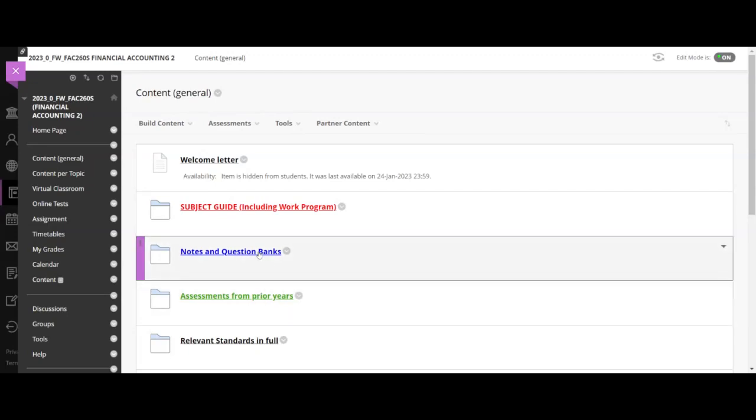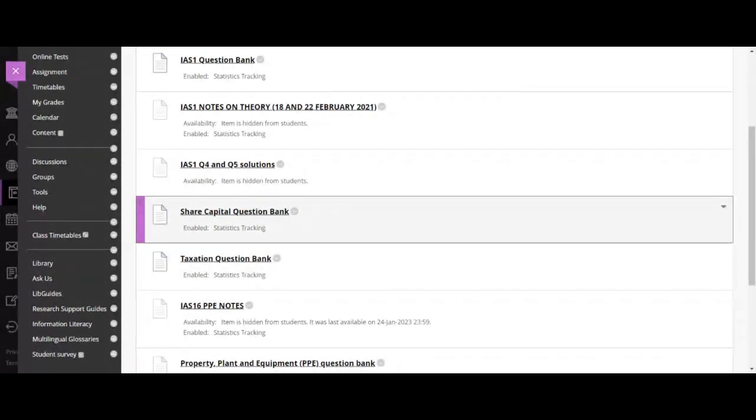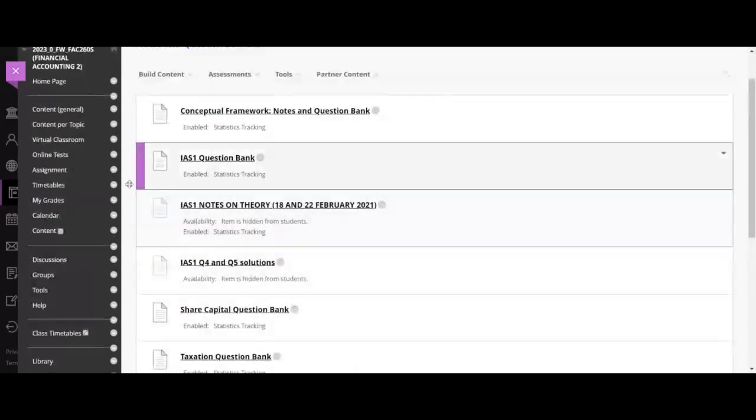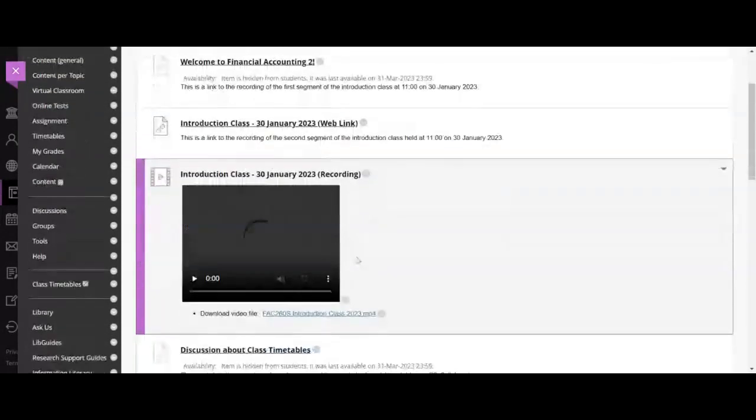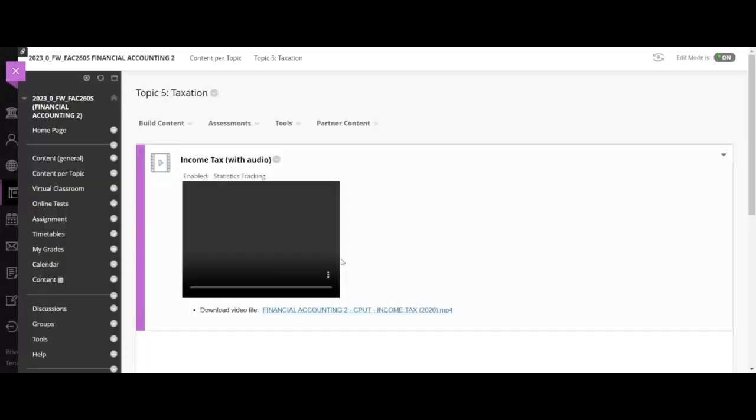But anyway, if you go to notes and question banks, I've got a lot of noise here on my side, but you will see there's now something called Taxation Question Bank. That same question bank also appears under the folder for taxation. So the folder that is under, let me just display it, under content per topic. And if you go to our next topic, which is the one that we're starting today, topic 5, taxation, you click on that, it's also there. It's right at the bottom this time.